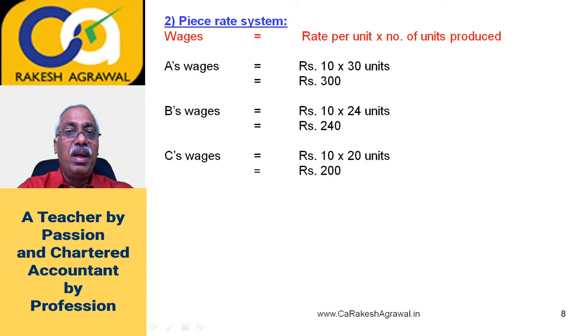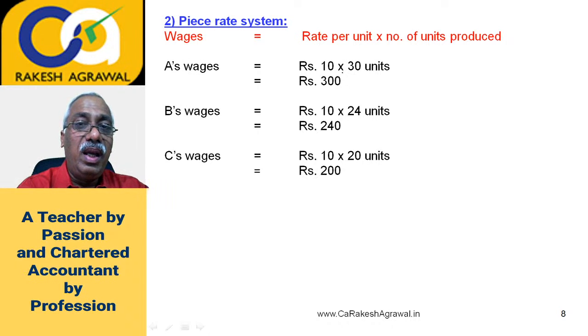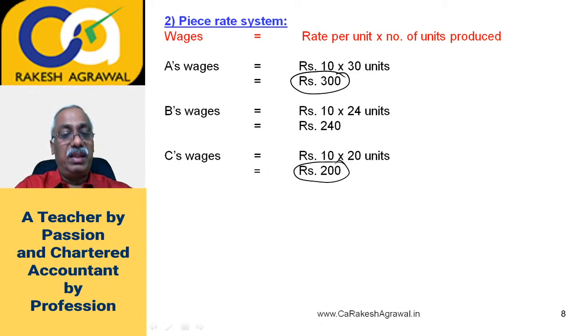So he will get only 200. Now you will notice the difference in the wages earned by efficient and inefficient workers. A has earned the highest wages because he is the most efficient. B has earned the lowest wages because he is the least efficient. So the piece rate system is a better way to reward efficiency as compared to the time rate system.